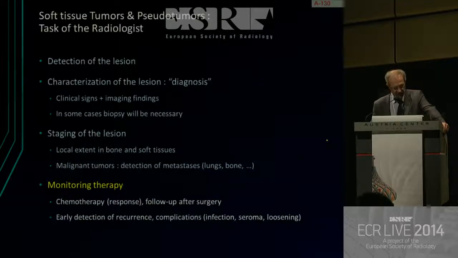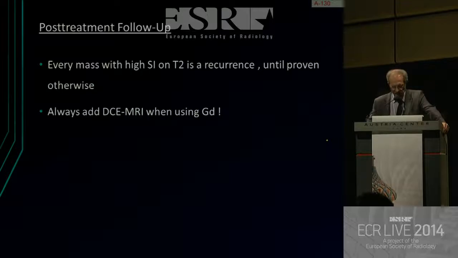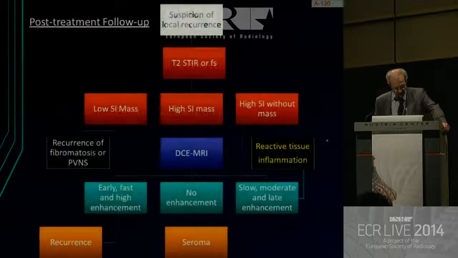And finally, we have to do the monitoring of therapy. So when you have a patient who has been operated on, the rule is that every high signal intensity mass on T2 is a recurrence until you prove it's not. And you should always add dynamic contrast enhanced MRI. So this is the scheme you should use.